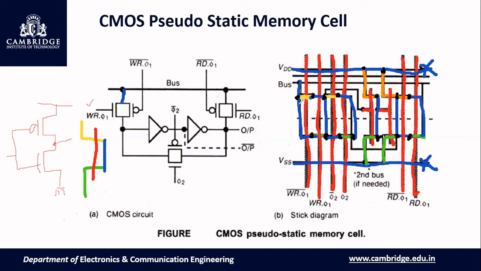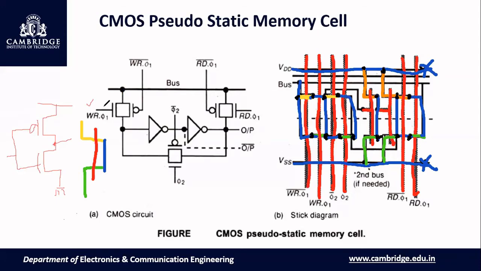First, we'll draw the stick diagram of transmission gate. 2 transmission gates have been drawn this side. Then 2 inverters have been drawn. Then one more transmission gate has been drawn. Right? Next, I'll try to do the connections. So just see the connections, how it is connected. Can you make out the connections? I'll do the connections now.